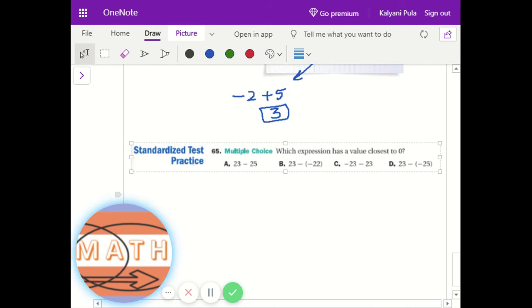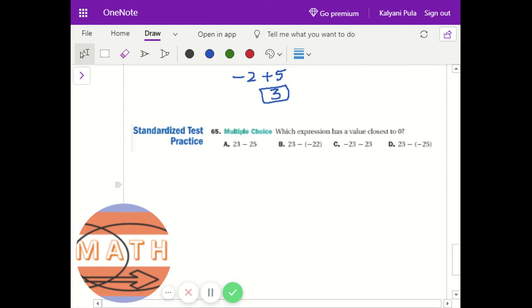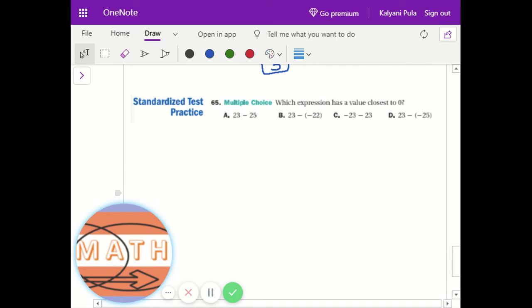Okay, next we're going to look at a standardized test question. Let's say you have a test coming up and this is the type of question they give you. So let's practice this. Okay, explain your thinking. So this one is negative 2. Okay, and you're writing well. So how about letter B? What do you think on this one?